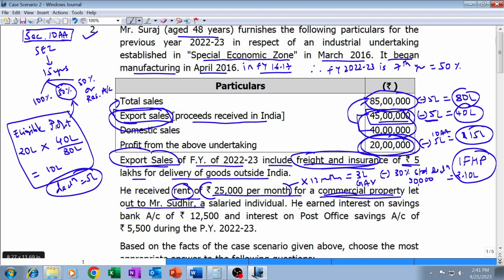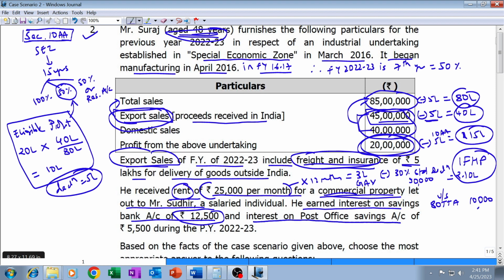Okay, further, he earned interest on savings bank account of rupees 12,500. Since he is 48 years of age, as given in the first line, he will be entitled to deduction under section 80TTA of chapter 6A. Deduction under 80TTA will be of 10,000 rupees. Accordingly, out of 12,500, what will ultimately be taxable will be 2,500.